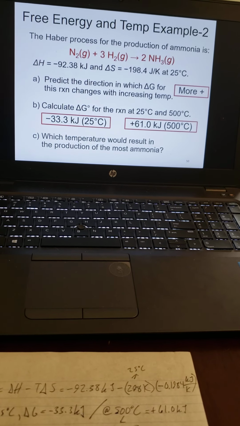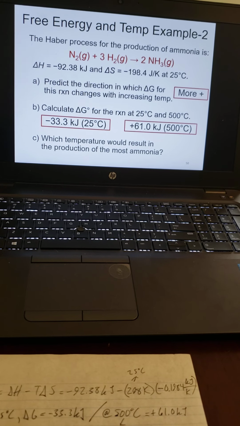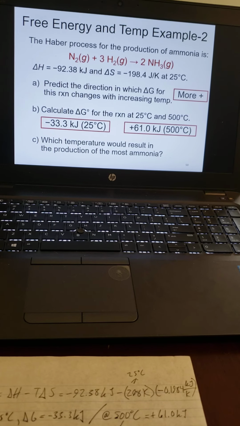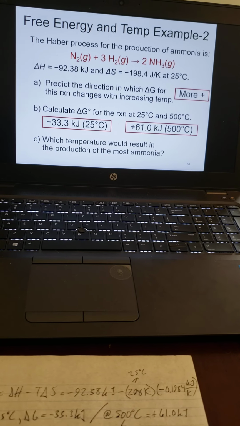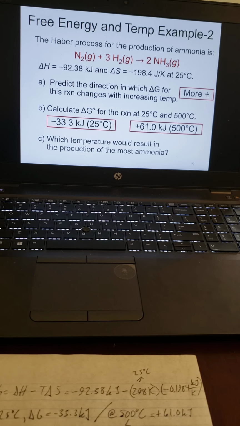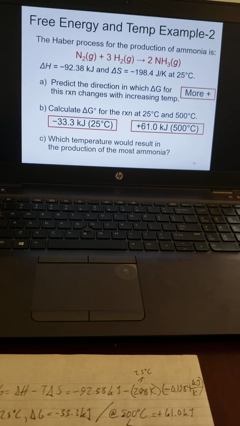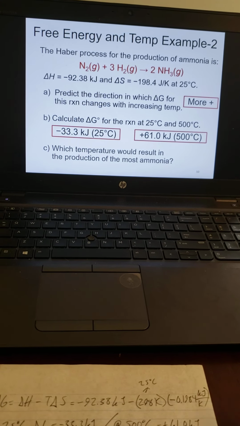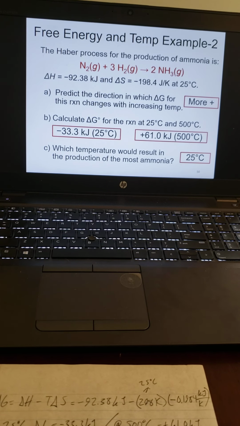Now, let's say you were asked this question. Which temperature would result in the production of the most ammonia? Which one is spontaneous in the direction of ammonia? Ammonia is a product, so you need the temperature in which it's spontaneous in the forward direction, which means 25 degrees Celsius, right?